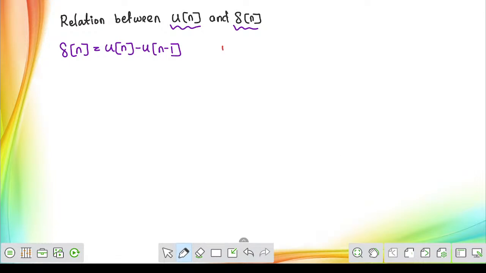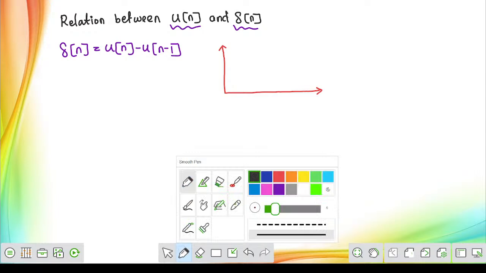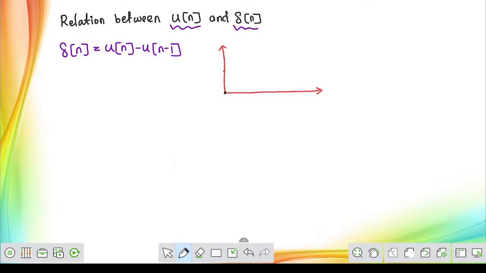If you are good at drawing the waveform, that will simply tell you how to draw the waveform for u of n. U of n can be drawn from n equal to 0 onwards, with the value approaching 1. At n equal to 0, it is 1. At n equal to 1, it is 1. At n equal to 2, it is 1. At n equal to 3, it is 1. So this is 1, 2, 3, and so on.